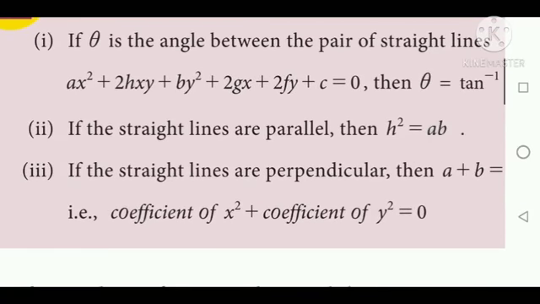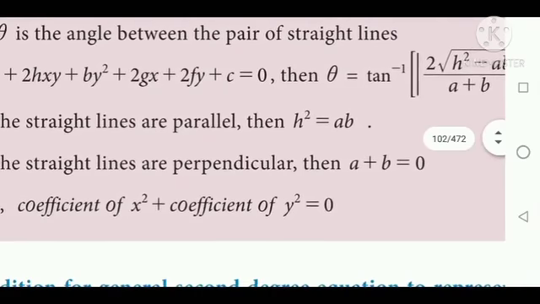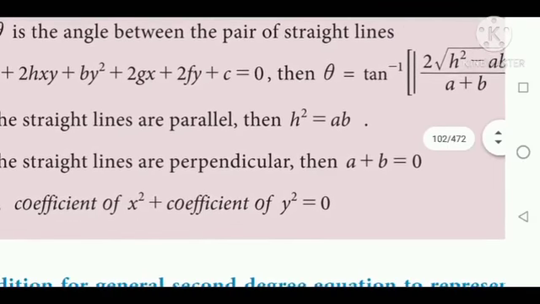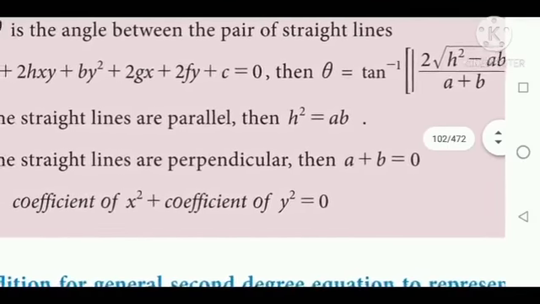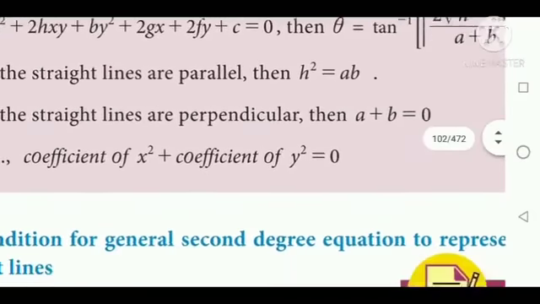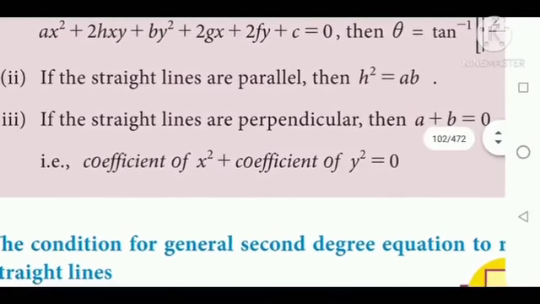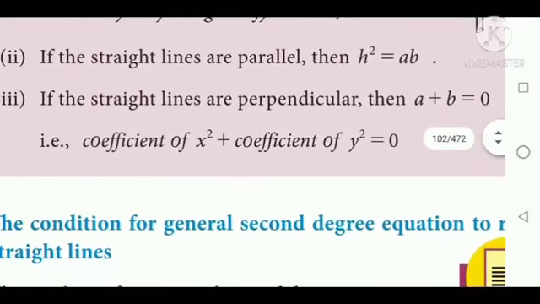Next one: if theta is the angle between the pair of straight lines ax square plus 2hxy plus by square plus 2gx plus 2fy plus c equal to 0, then theta equal to tan inverse of modulus of 2 into root of h square minus ab divided by a plus b. The second formula: if the straight lines are parallel, then h square equal to ab. If the straight lines are perpendicular, a plus b equal to 0. These are the conditions for the straight lines to be parallel and perpendicular.